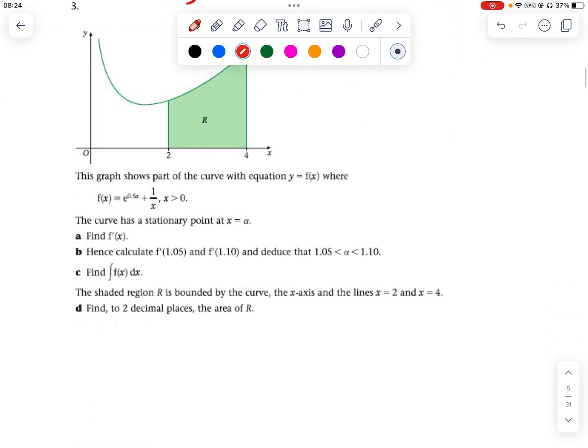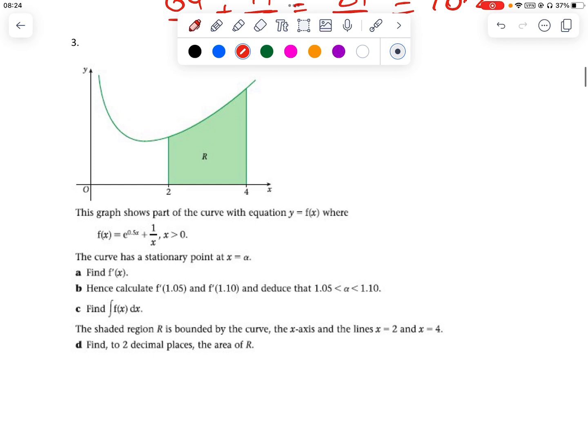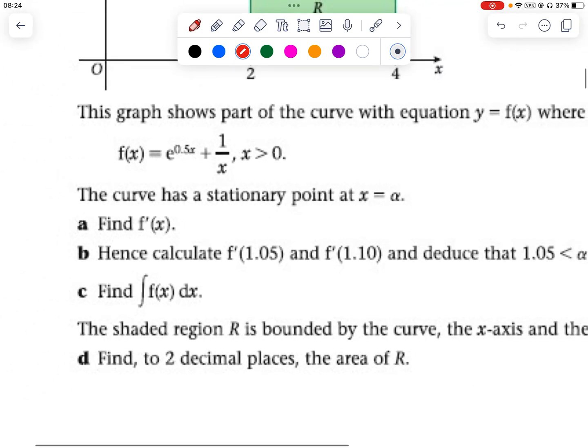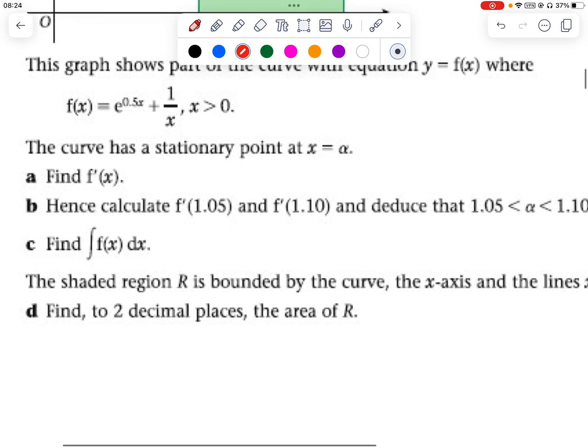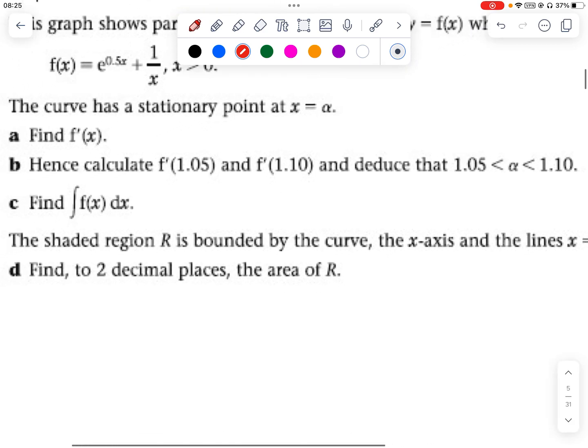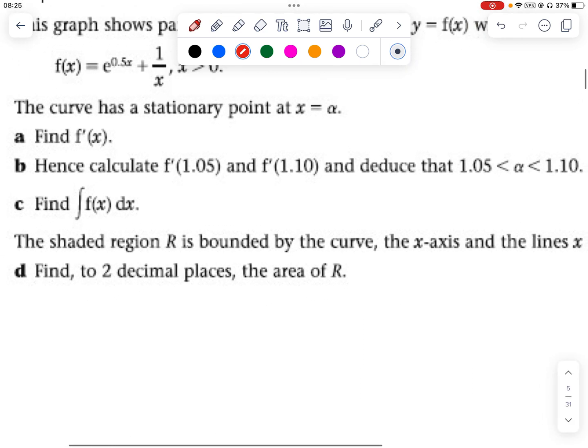Now, this graph shows a part of the curve of the equation y equals f of x, where f of x equals e to the power 0.5x plus 1 upon x. The curve has a stationary point at x equals alpha. Find f prime x. Hence calculate f prime of 1.05, f prime of 1.10, and deduce that alpha lies between 1.05 and 1.10. Find the integral for the shaded region R bounded by the curve, x equals 2 and x equals 4, to two decimal places.